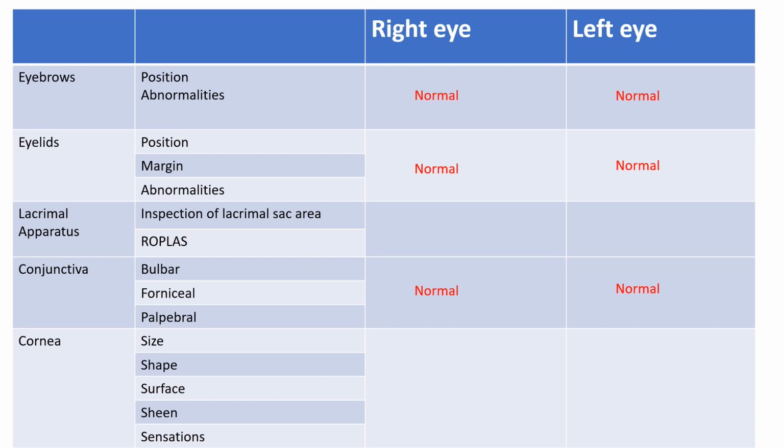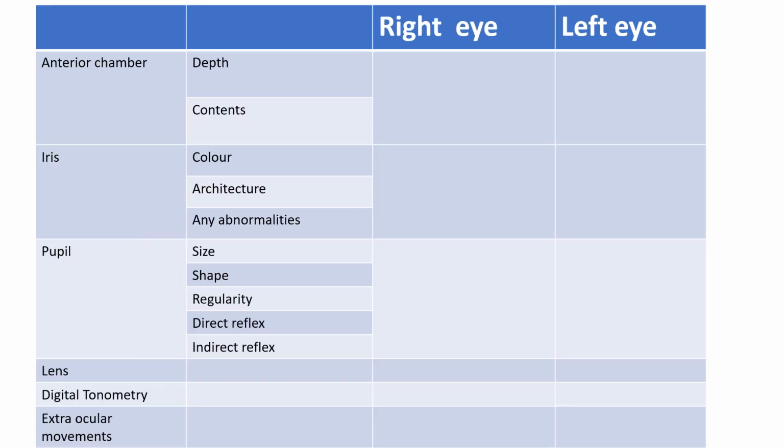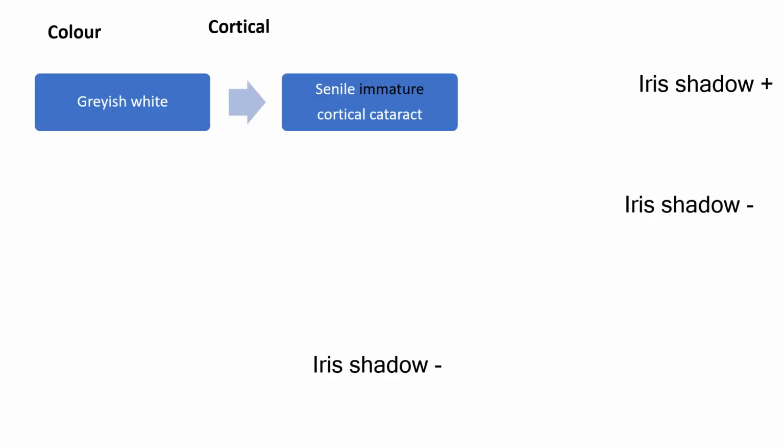Regurgitation on pressure over the lacrimal sac, ROPLAS: even though it's a cataract and the patient does not have watering, you will still perform the ROPLAS test and mention ROPLAS negative. ROPLAS is regurgitation on pressure over the lacrimal sac area, so you will mention it. Then anterior chamber depth and contents: only if you find an abnormality you'll mention it, otherwise you'll say it is normal. And then iris and pupil you will mention. Now coming to the lens, there you have to be extra careful. You have to mention the lens color. If it is a cortical cataract, the color will be different. You will see it as grayish white.